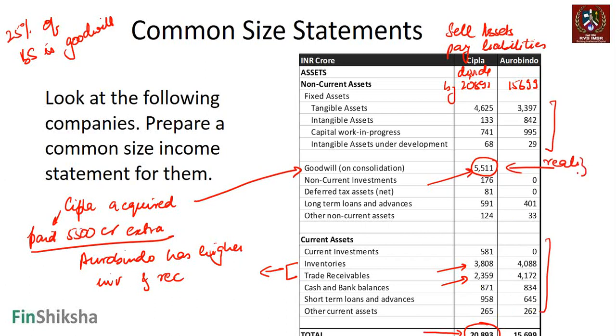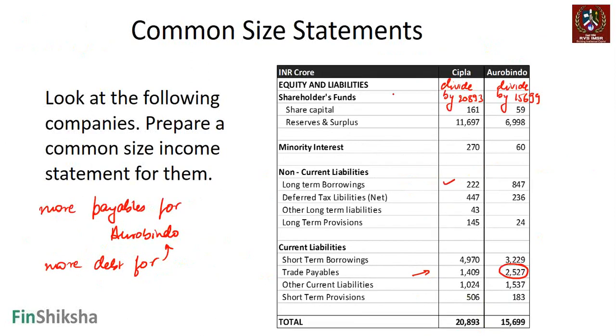also realize this 5,500 crore, which means whatever this asset is, it needs to sell at a price that incorporates 5,500 crore as extra value. So unless that happens, this 5,500 will not get realized. If that doesn't get realized, you will not be able to repay all your liabilities, correct? Aurobindo is safer that way.